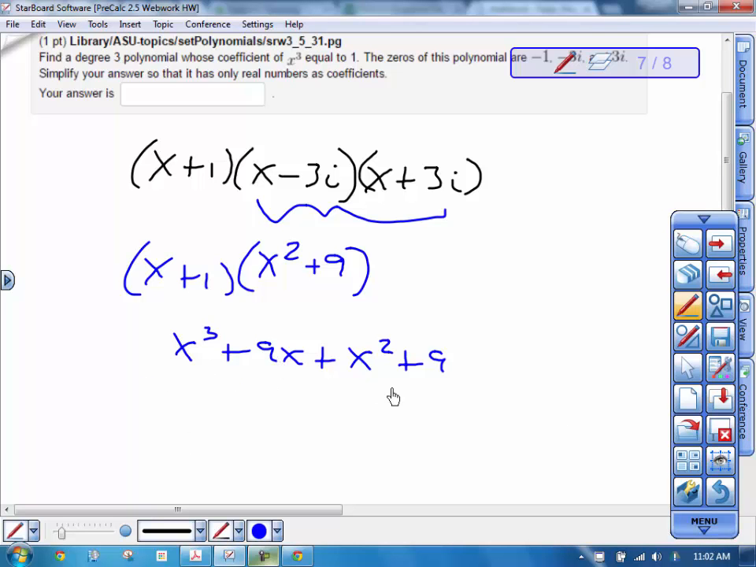Sorry about that, I had some computer issues, but yeah, so you get this in standard form, that'd be x cubed plus x squared plus 9x plus 9. And they wanted to make sure that the coefficient on x cubed was 1, and it is, so that's my answer right there.